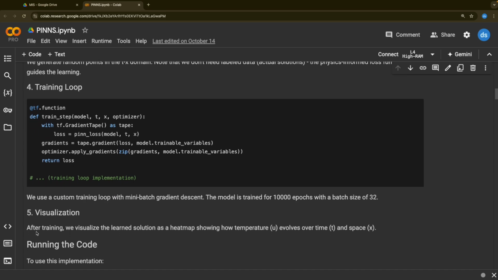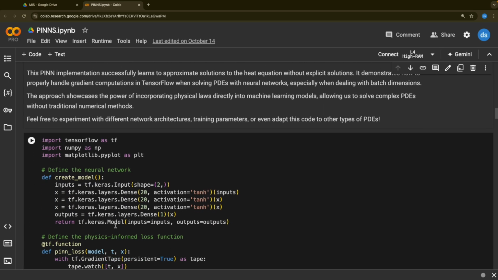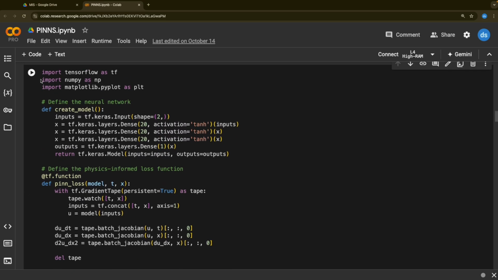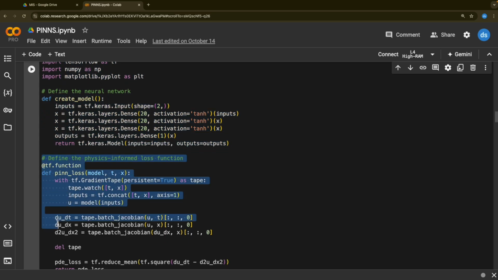And post everything, we can see the result of this with the help of a heat map showing how temperature, that is u, evolves over time and space, that is x. That is the dimension part. So running the code, we just have to keep everything in a cell. You can keep it in a cell or you can place it in multiple cells, that doesn't matter. These are the dependencies, the model that we had created. Then this is the loss function.